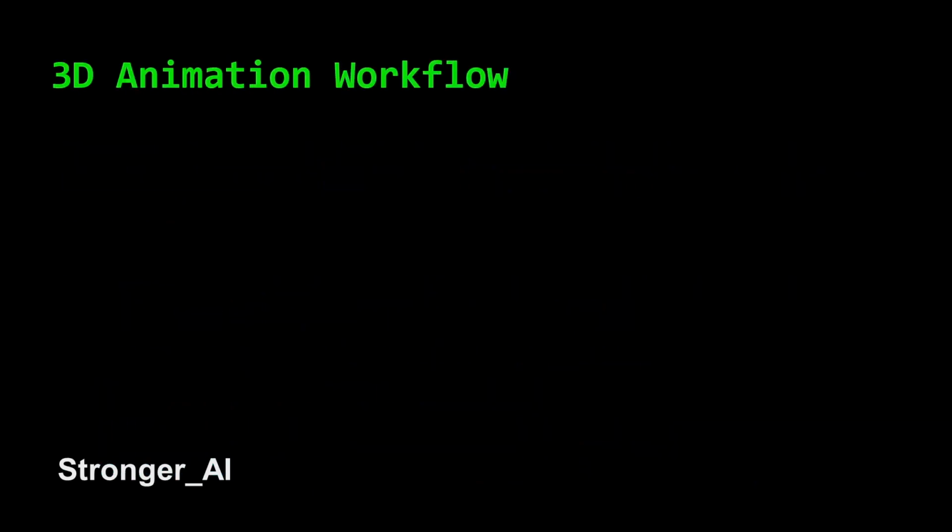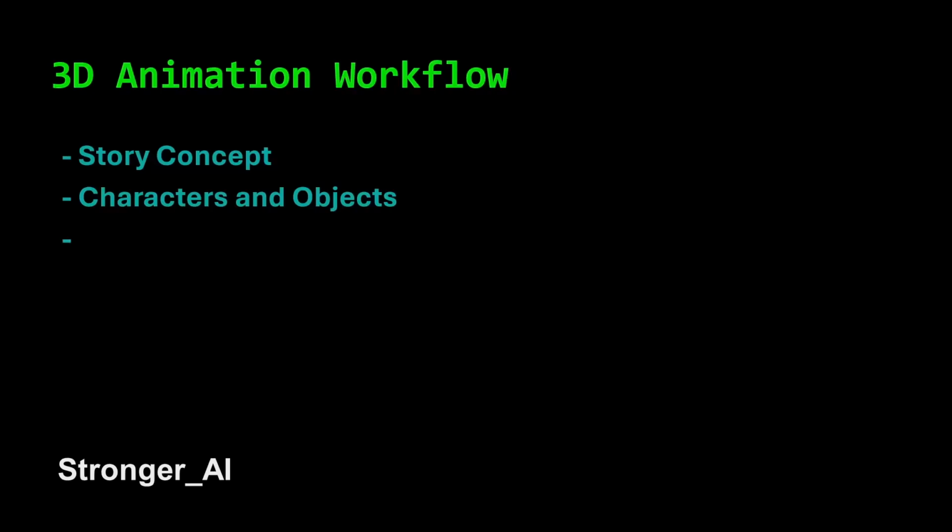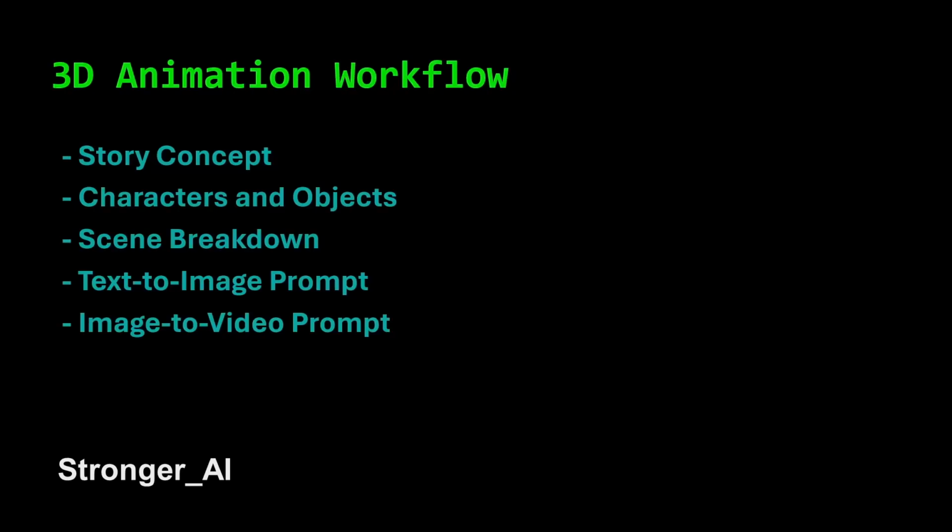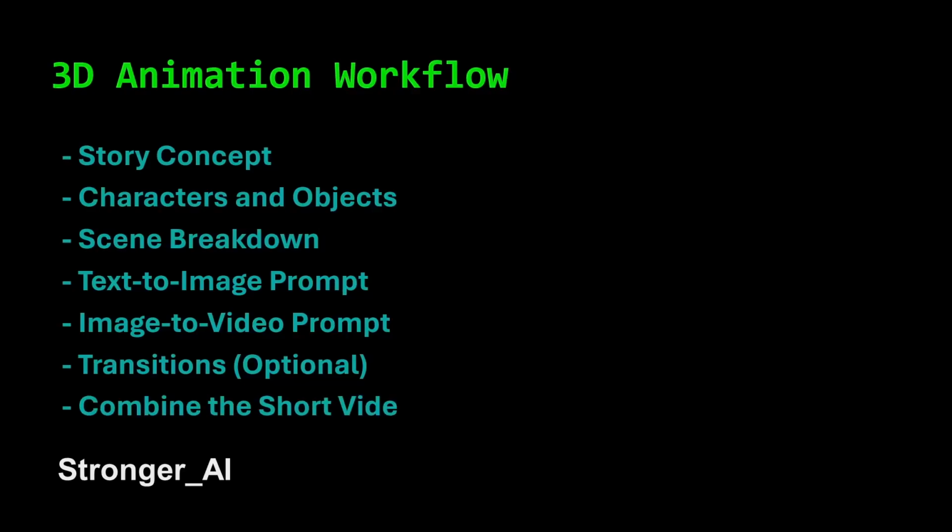What we are going to do in this video is to create a 3D animation. I'm going to tell you the workflow of the 3D animation. It consists of story concept, characters and objects, scenes breakdown, text to image prompt, image to video prompt, transitions, which is optional, and combine the short videos. I will explain all of these items in an example.